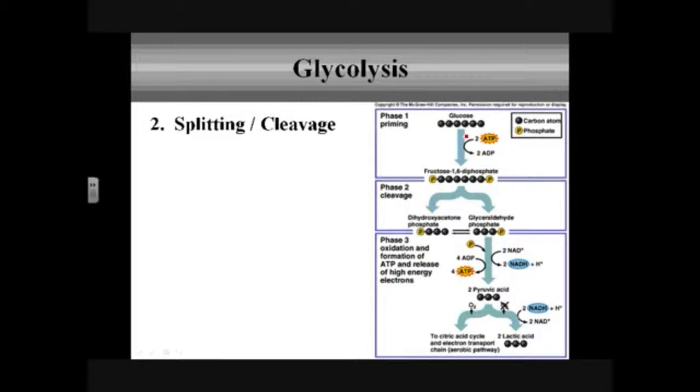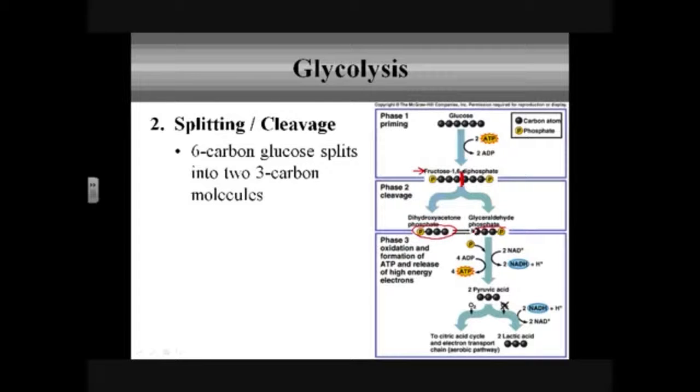Then the second process is called splitting or cleavage. That word cleavage should sound familiar from when we talked about cellular division. Cleavage furrow is what forms. So cleavage, we're talking about splitting. The 6-carbon glucose, which isn't really actually glucose anymore, as we can see here, the name has changed because of the addition of the phosphates, is going to split in half, and you're going to get 2 3-carbon molecules, but they still both have that phosphate attached.